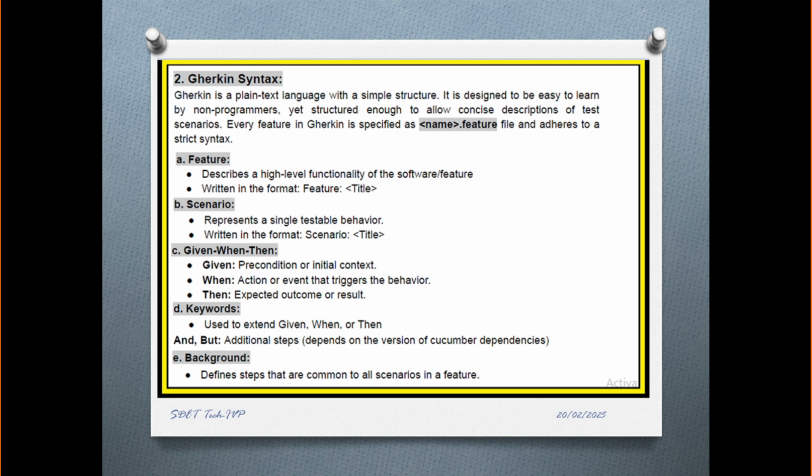The next keywords are And and But. These are the keywords to extend your Given, When, Then conditions. These are basically conditions, and to extend these conditions we can use the keywords And and But. And Background is used to define steps that are common to all the scenarios in the feature file.